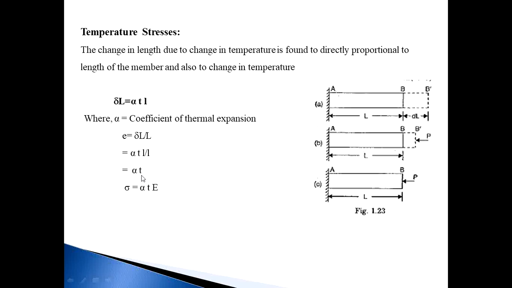By using Hooke's law, Young's modulus E is equal to stress upon strain. So stress is equal to strain into Young's modulus E, and the strain value is alpha T, with Young's modulus capital E. So temperature stress is equal to alpha T E. This is the mathematical expression to calculate temperature stress and temperature strain.